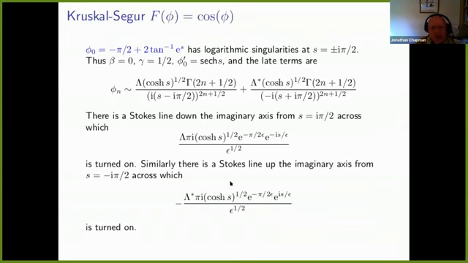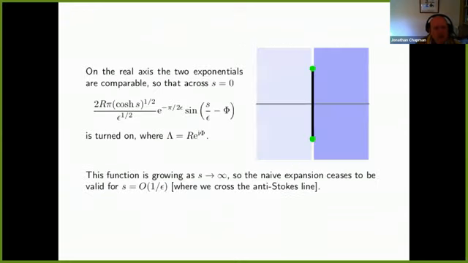So there's a Stokes line down the imaginary axis from this one, across which this thing is turned on. And there's a Stokes line up the imaginary axis from this one, across which this is turned on. Since I know the solution is real on the real axis, I know that what's turned on here must be the conjugate of what's turned on here. On the real axis, the two exponentials are comparable. And so as you cross S is equal to 0 on the real axis, this is the thing which is turned on, where the R and the phi here are just related to this unknown coefficient lambda.